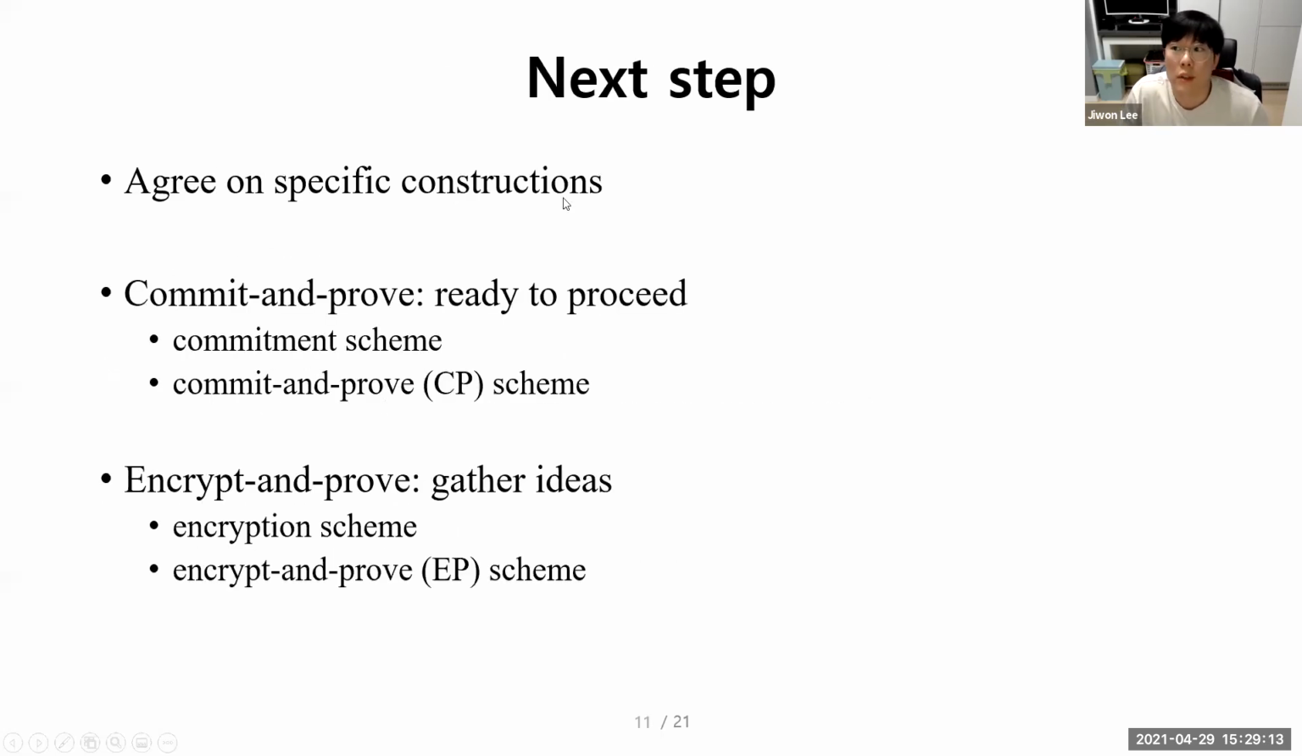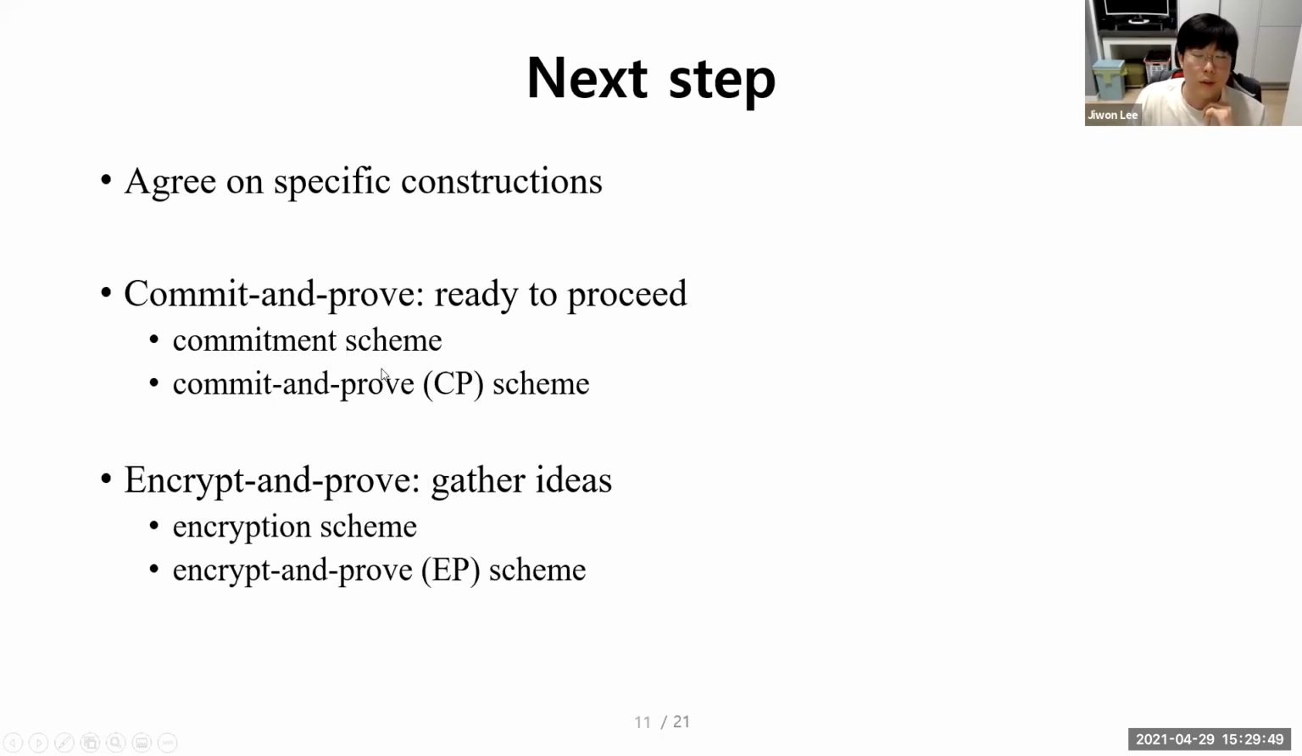Okay, so now let's talk about the next step, what we wanted to discuss for today and for the near future. I think the most important thing now is to agree on some specific constructions, especially for the commit improve, because since last year, commit improve has already agreed on most of the definitions and syntax. We also agreed that we are going to standardize some specific two or three constructions for commitments and the commit improve scheme. So now would be a good time to discuss this and make some progress on actually choosing the actual standard from the candidates.